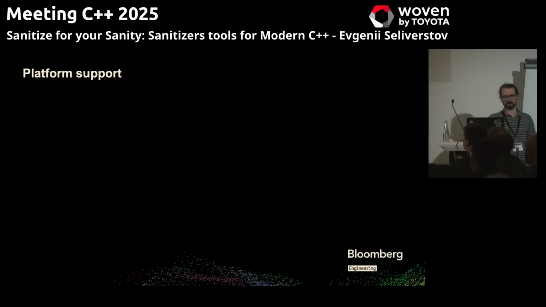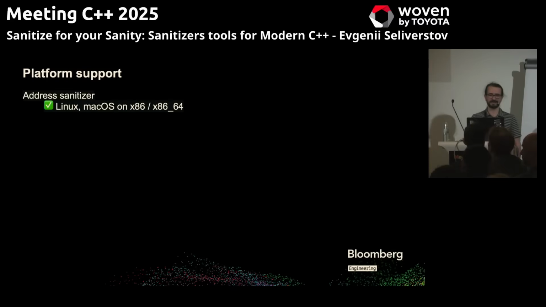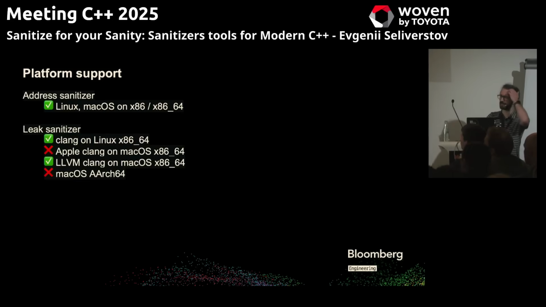What about platform support? Who likes Clang? Who likes GCC? Okay, so actually, the situation is that support in Clang is a bit better. GCC is catching up for sanitizers. Address Sanitizer is supported everywhere: Linux, macOS. Leak Sanitizer is a bit different. It doesn't work with Apple because Apple has a really specific implementation of this, but if you're using Clang, it's all good. For Thread Sanitizer, it's really limited. It works only on 64 bits, but it's probably fine.